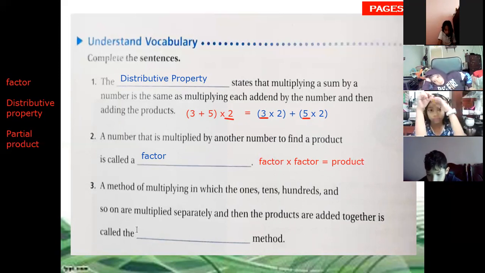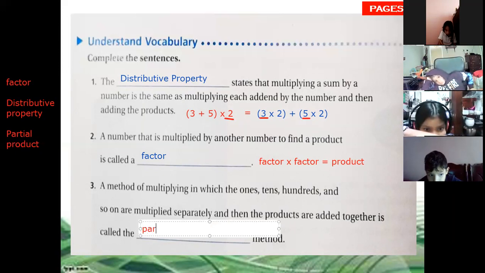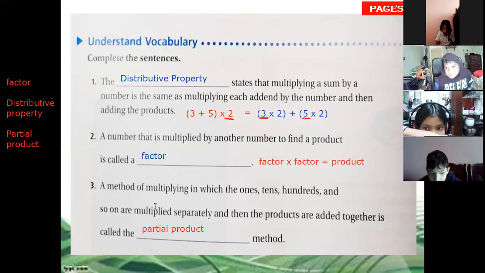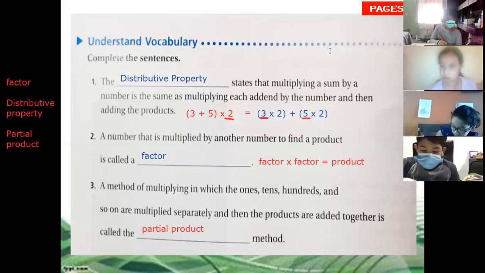Number 3, a method of multiplying in which the ones, tens, hundreds, and so on are multiplied separately and then the products are added together is called the partial product method. We're gonna see this later in a subsequent topic. I am gonna explain this in another topic. Okay, great job.